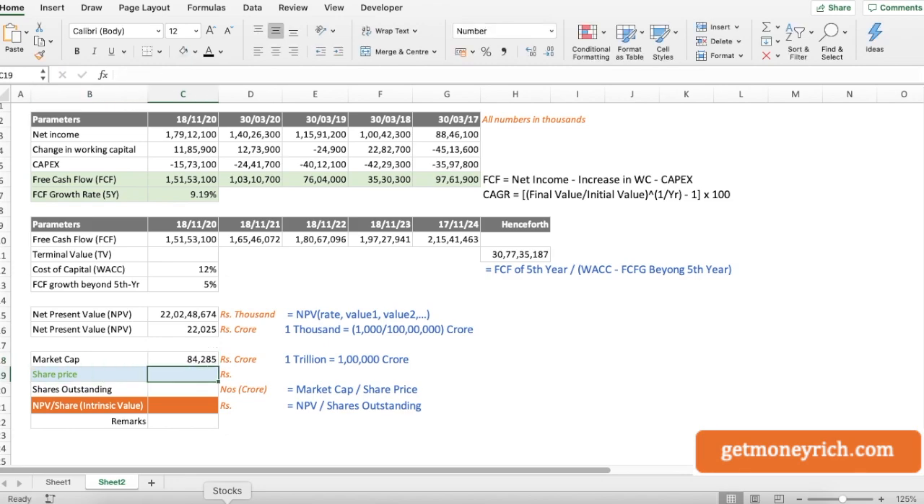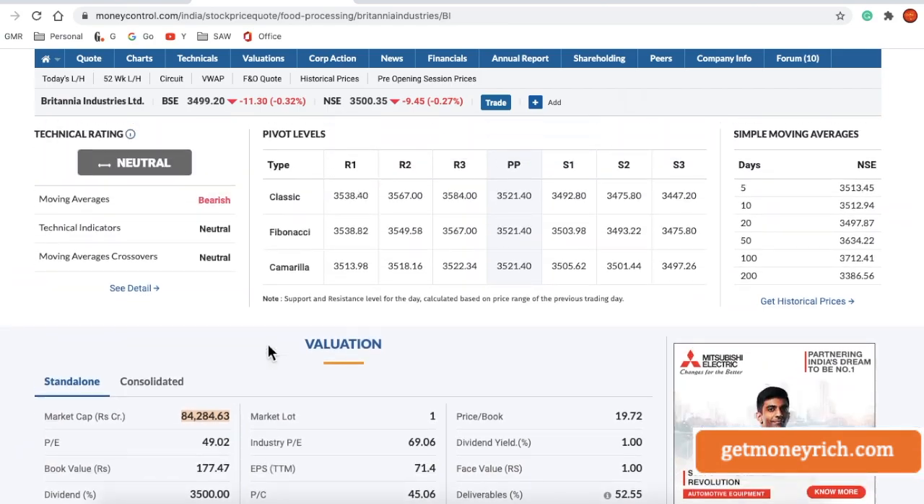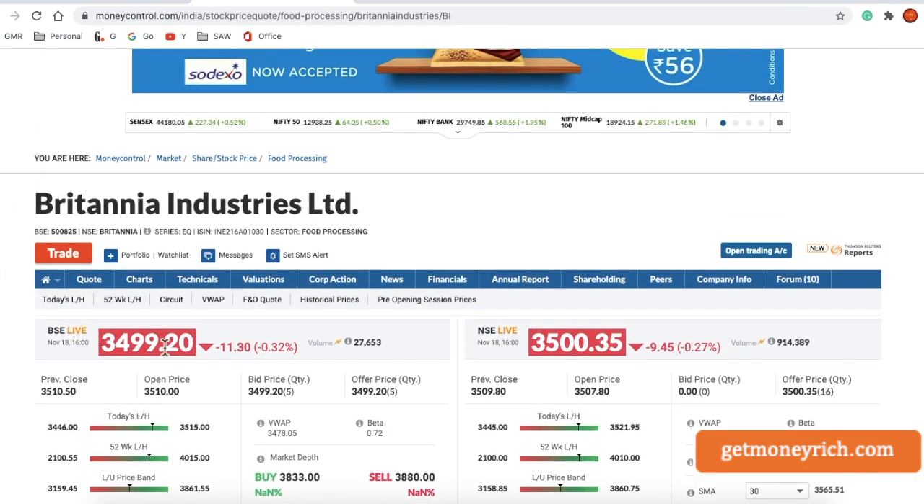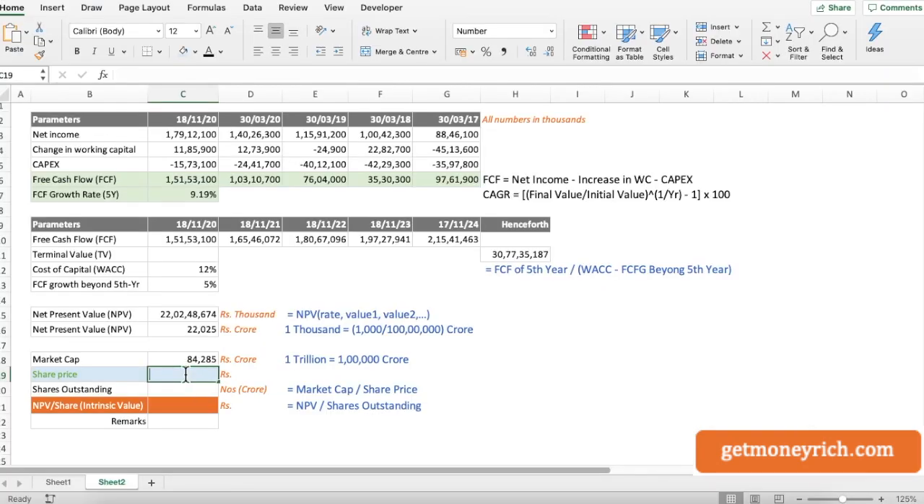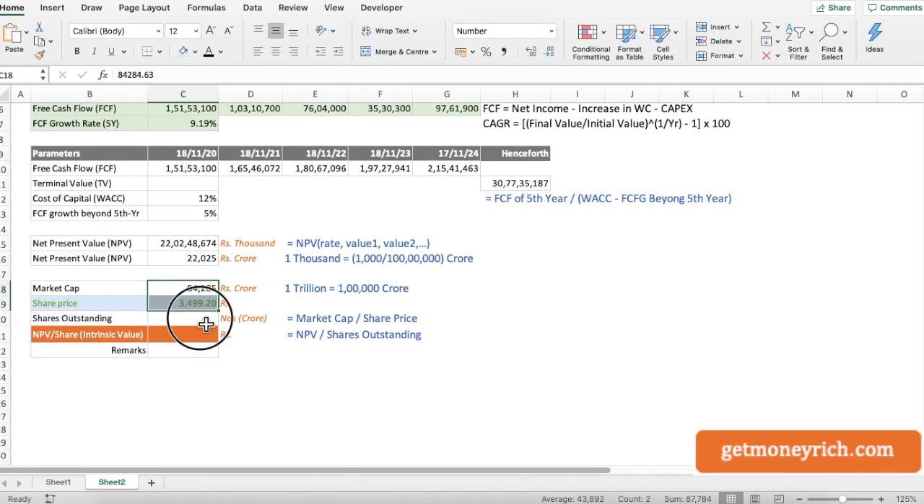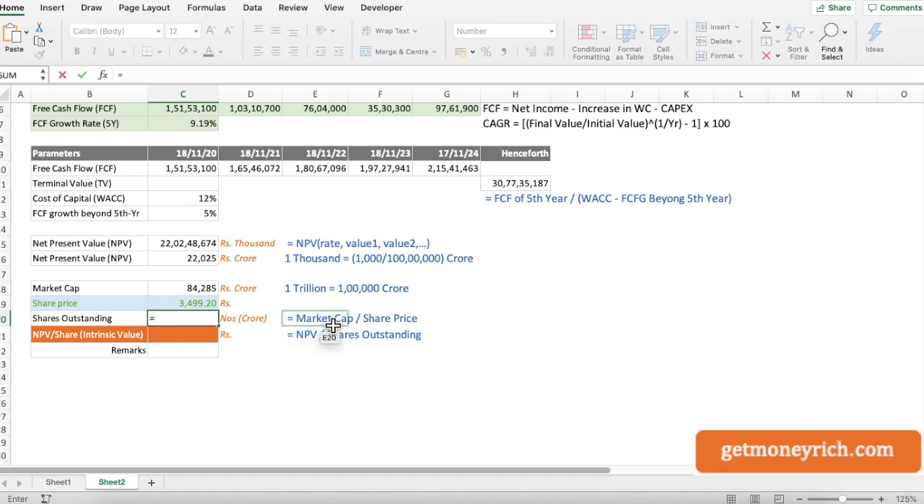Then we will also need the share price from Money Control. So you will get a share price here, 3499.2. Just copy this number, go back to Excel, paste it here. Why have we imported these two numbers? Because we want to first calculate the shares outstanding. The formula for shares outstanding is market cap, this is market cap in crores, divided by the share price in rupees.